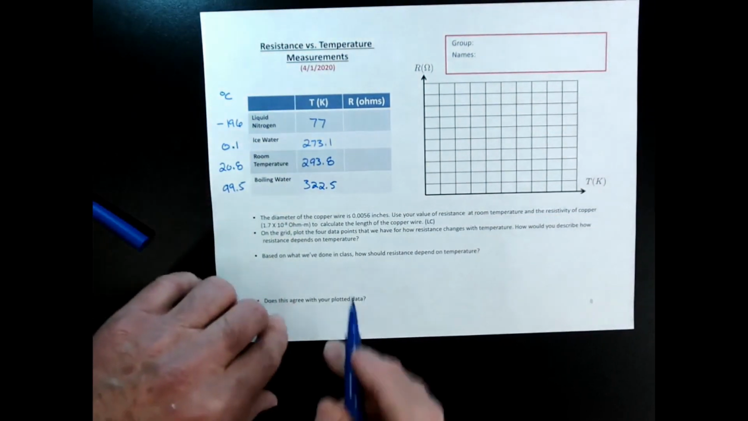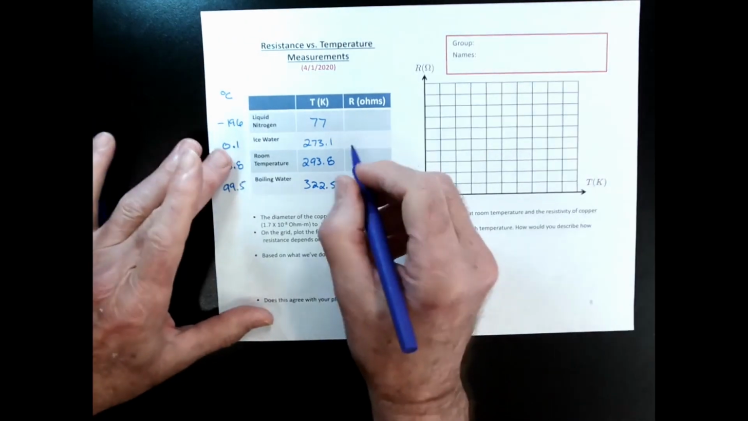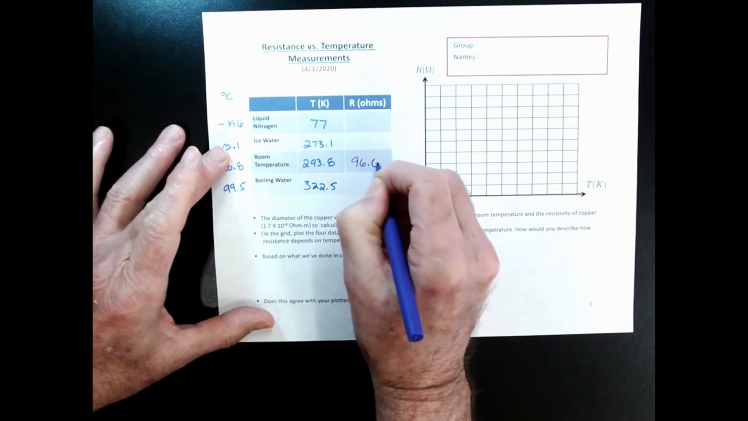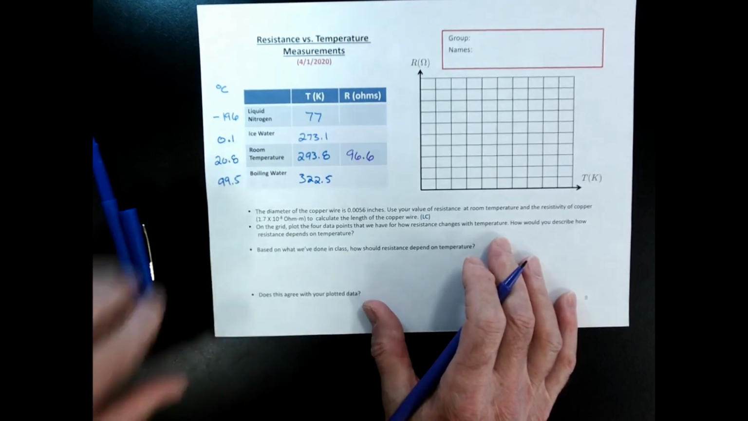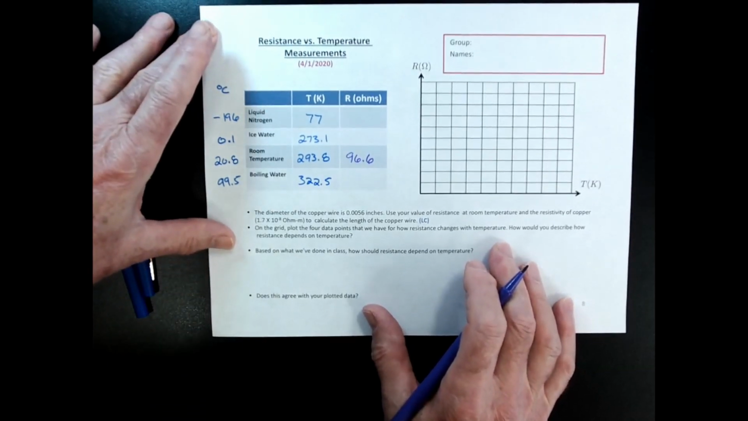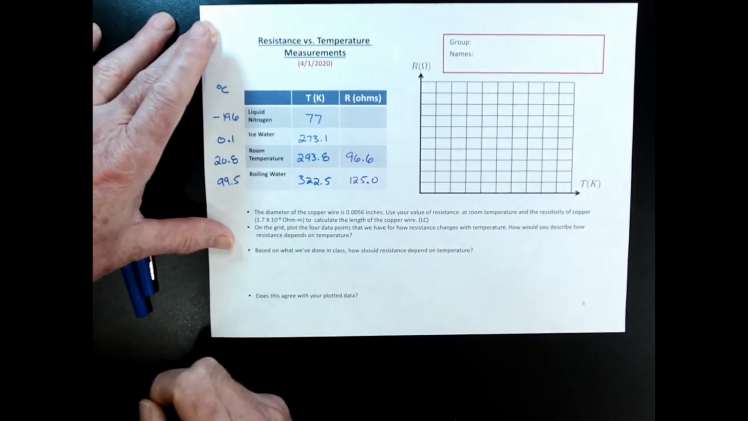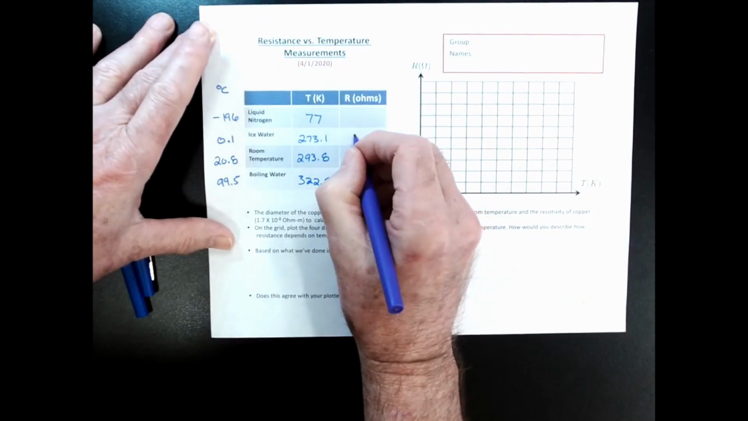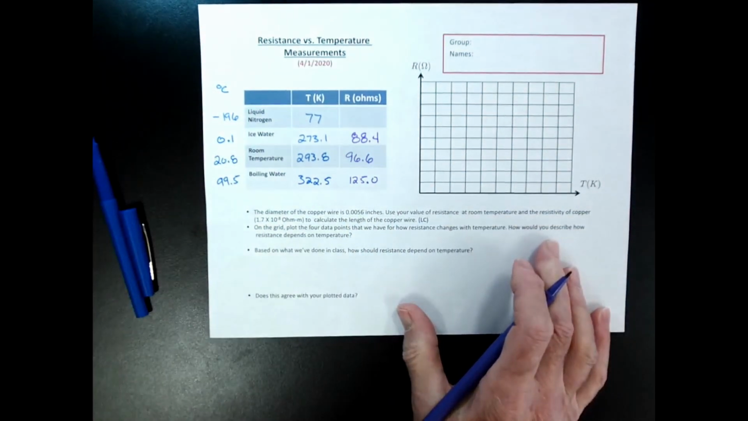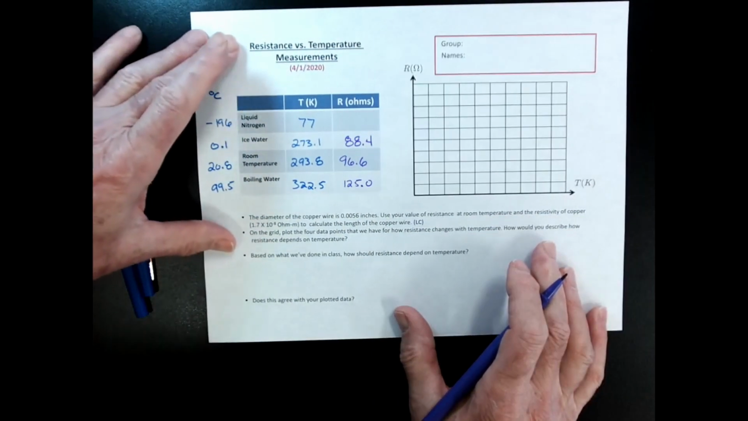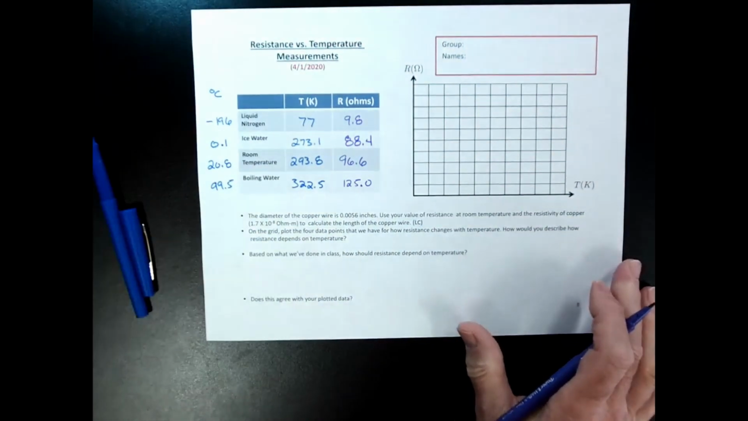Now here's the resistances they got. Let's do those in purple. At room temperature, the resistance was 96.6 ohms, fairly close to what that particular meter was reading here just a minute ago. In boiling water, they got 125.0 ohms. In ice water, you have 88.4. And in liquid nitrogen, it came out to be 9.8 ohms.